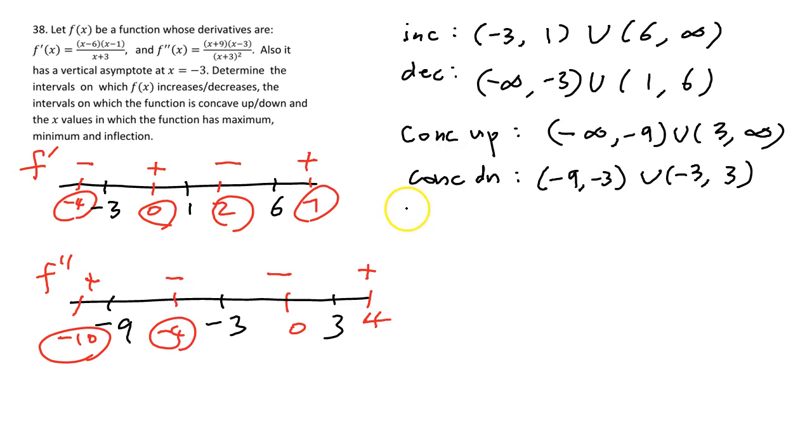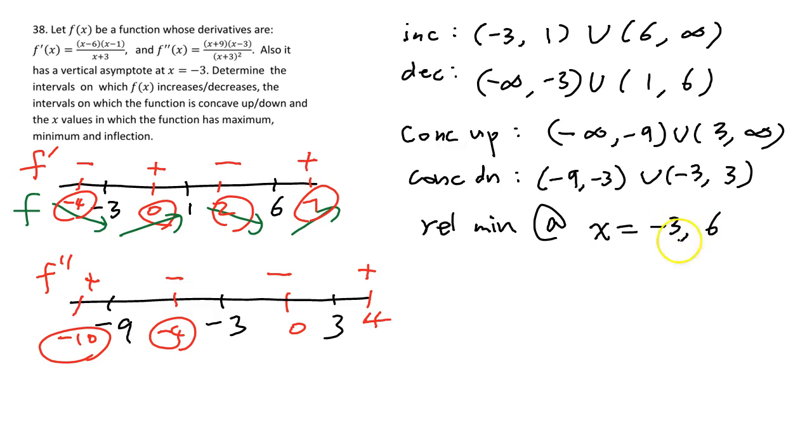Okay, now let's talk about the maximum minimum. Since the function is decreasing and then increasing and decreasing and then increasing, we know that at -3 and 6 you have a relative minimum. So relative minimum at x equals -3 and 6, and relative maximum at oh, actually, sorry, this is not good, because at -3 you have to be careful. The function is not defined. It's not one of the critical numbers. That's why it's important to know that -3 is not a critical number, so that shouldn't be there.